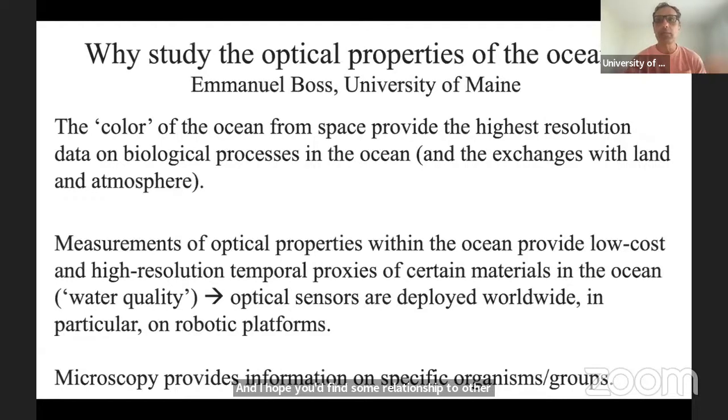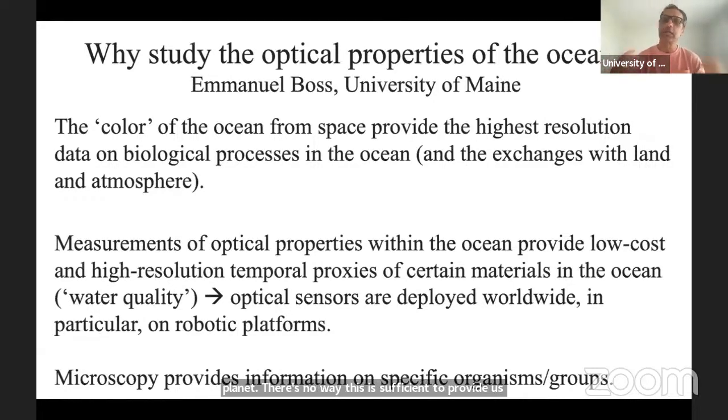So why do we use optics in general for the ocean? Why do oceanographers care about the optical properties of the ocean? It's primarily for several reasons. One is the color of the ocean as seen from space, from satellites, provides us the highest resolution data on biological processes in the ocean. We have on the order of 100 research vessels in the world, and we have an ocean that covers 70% of the planet. There's no way this is sufficient to provide us information about what happens in the ocean.